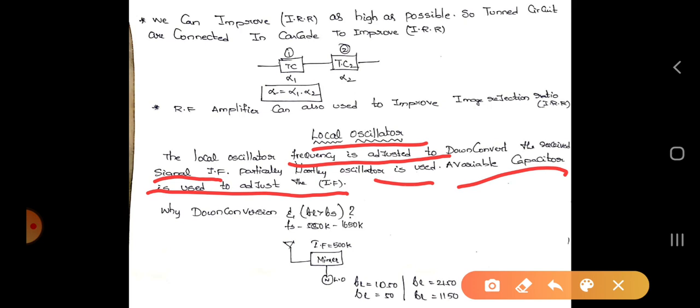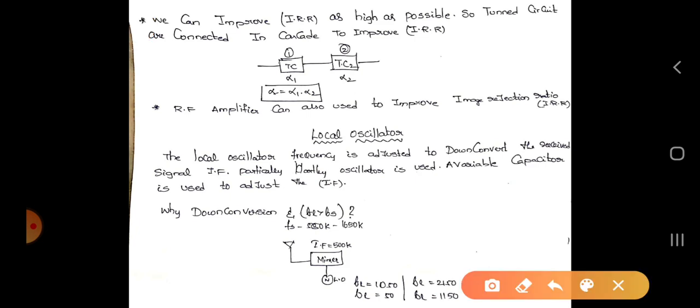This is about how the local oscillator works. I will also tell you why down conversion, and also why FL greater than Fs. Why FL greater than Fs? Because we can also use Fs greater than FL. Why are we going for only FL greater than Fs? I will explain this briefly.